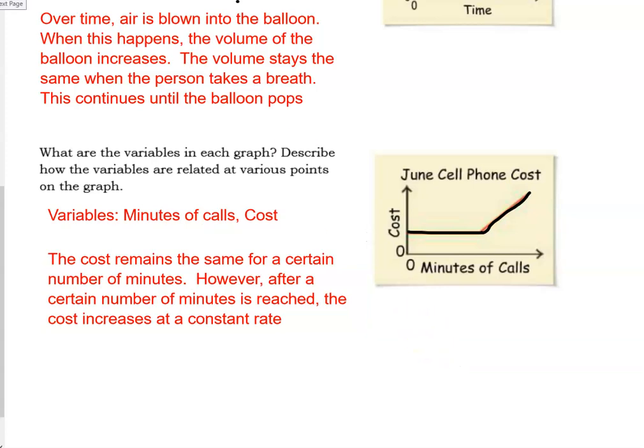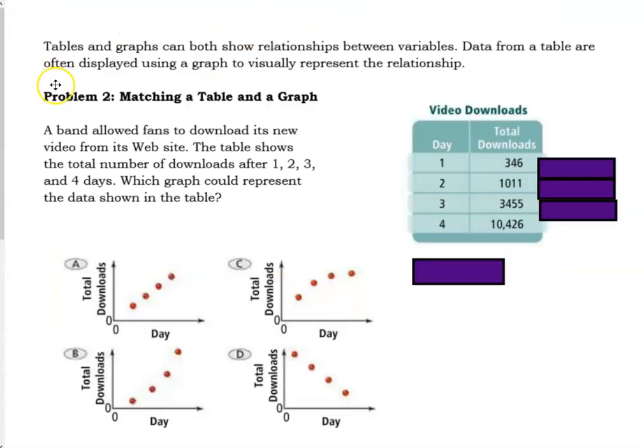Okay, let's take a look at our next scenario. Sometimes we're not just given pictures, sometimes we're given graphs and tables. So tables and graphs can both show relationships between variables. Data from a table are often displayed using a graph to visually represent the relationship. So now we're going to compare a table to a given graph. In problem 2, it says a band allows fans to download its new video from its website. The table shows the total number of downloads after 1, 2, 3, and 4 days. Which graph could represent the data shown in the table below?